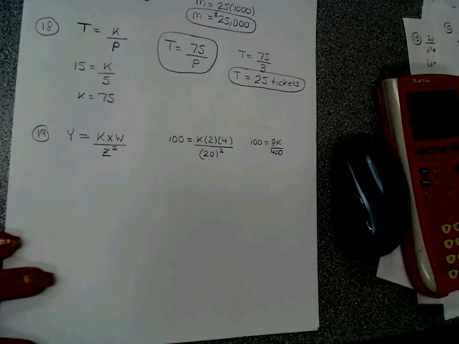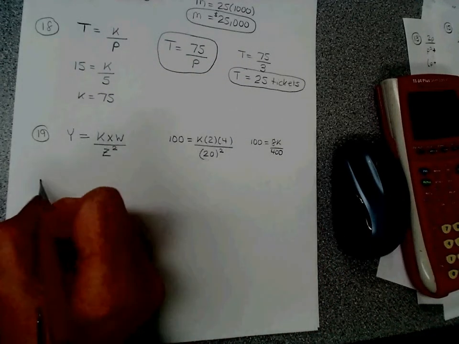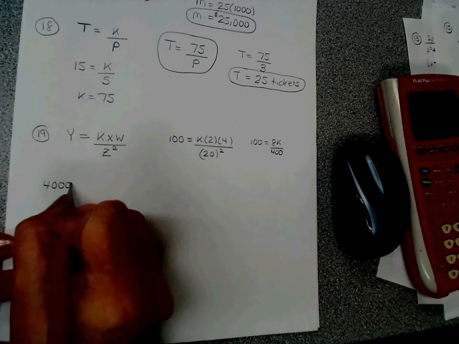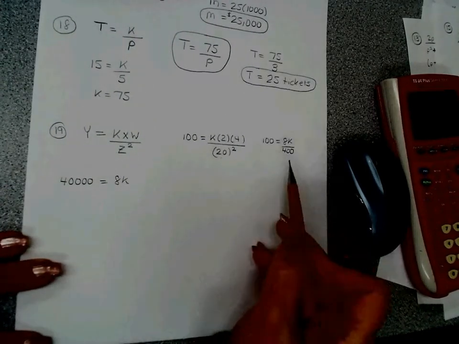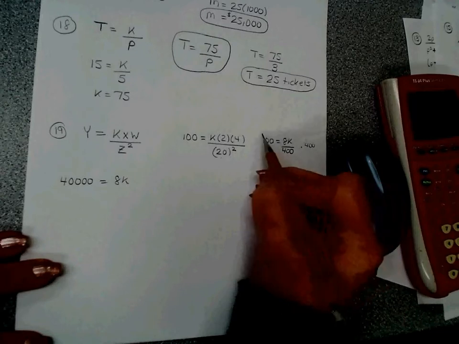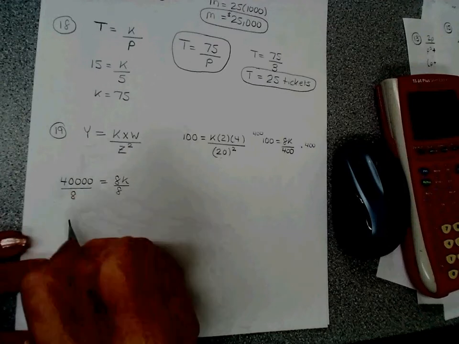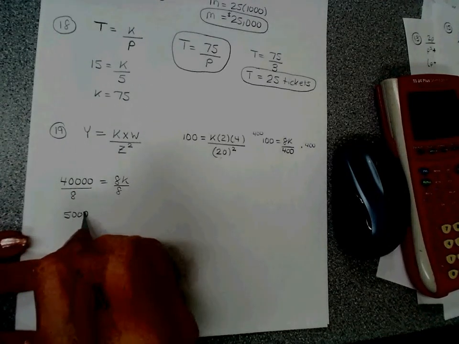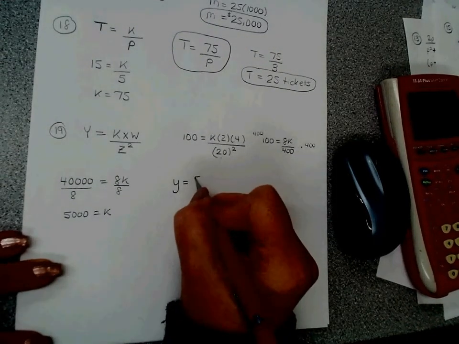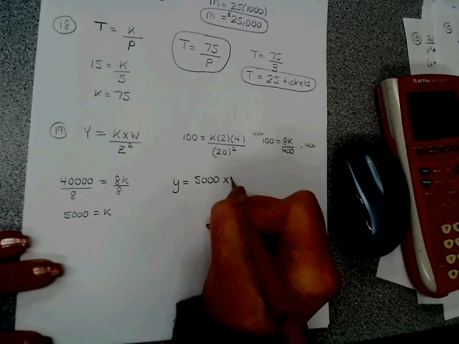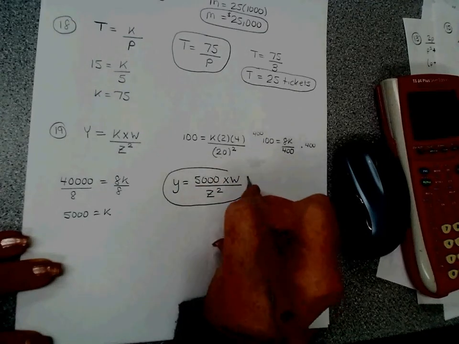I mean, you could reduce the 8 and the 400 and get a 50, but I'm just going to reduce at the end. So 400 times 100 is 40,000 equals 8k. I multiplied both sides by 400 to get rid of my fraction. Divide by 8. Divide by 8, and 5,000 equals k. So my equation, because it's a two-part problem, is y equals 5,000 xw divided by z squared.